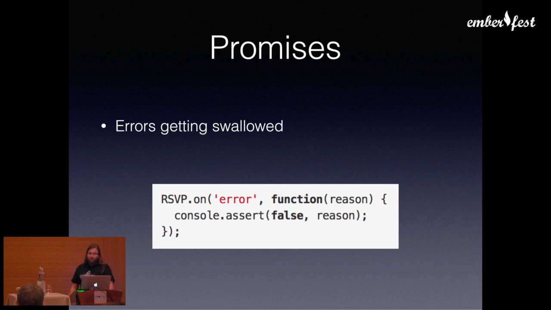Promises. Errors get swallowed all the time in promises. I think I saw some discussion about this maybe being the default, but I don't think it is still. I think probably the reason for that is that this can cause false positives, because you can then rescue these errors by providing a fail handler to your promises. But in development, just do this. It will save you loads of headaches.